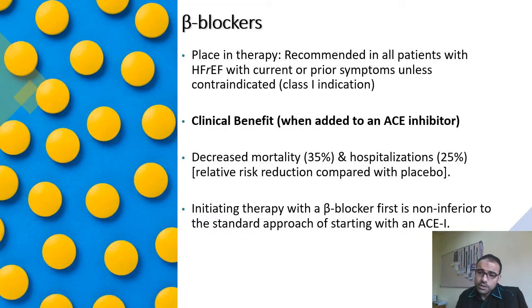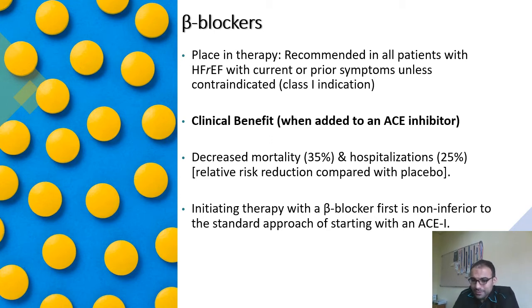The third therapeutic class is the beta blocker. It is one of the very important medications for heart failure; almost all patients with heart failure with reduced ejection fraction should be on a beta blocker. In terms of clinical benefit, of course, it has an impact on mortality and hospitalization, but it is good to know that the evidence comes from trials adding the beta blocker to an ACE inhibitor. When added to an ACE inhibitor, they show about 35% decreased mortality and 25% decreased hospitalization as a relative risk reduction compared to placebo.